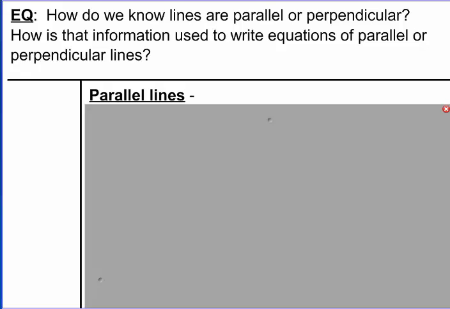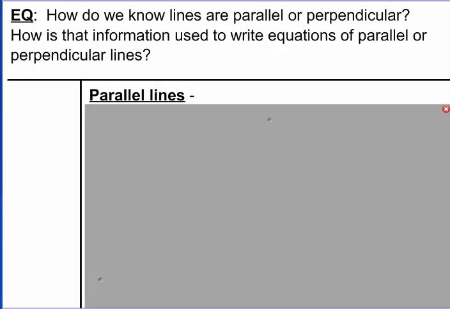Okay, today's essential question: how do we know lines are parallel or perpendicular? And how is that information used to write equations of parallel or perpendicular lines? So we've talked a little bit about parallel lines. So we're going to continue with that idea and then use that information to actually write an equation.